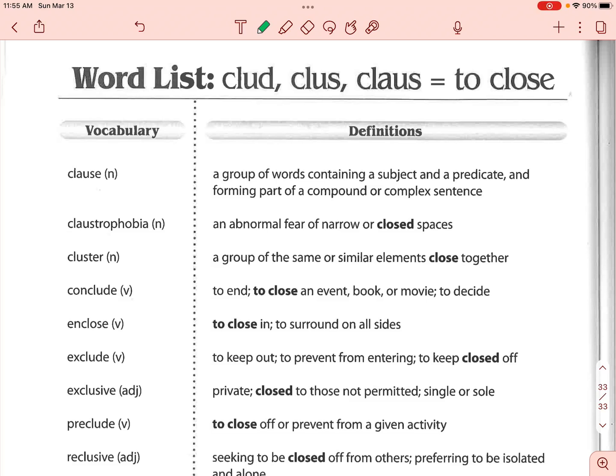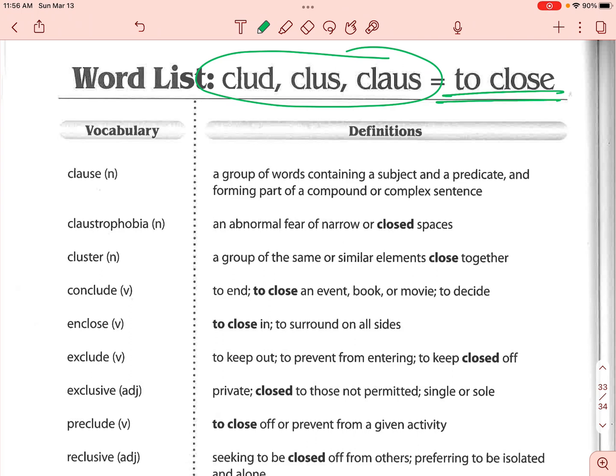Okie dokie, my friends. Today I am going to preview another vocabulary list. It is the CLUD, CLUS, CLAUS list here. So we have these guys up here, and they all have something to do with closing something, okay?